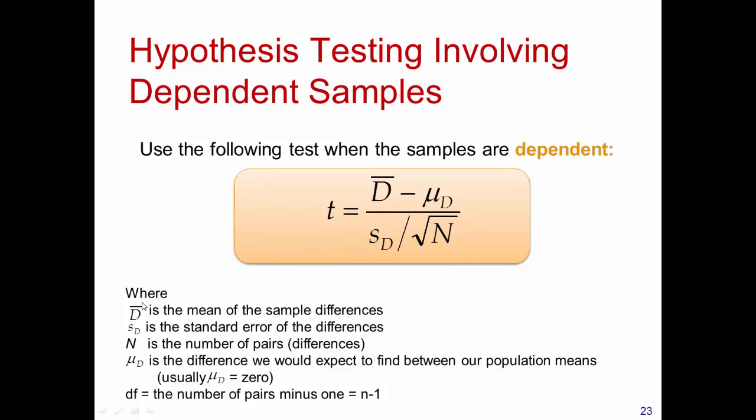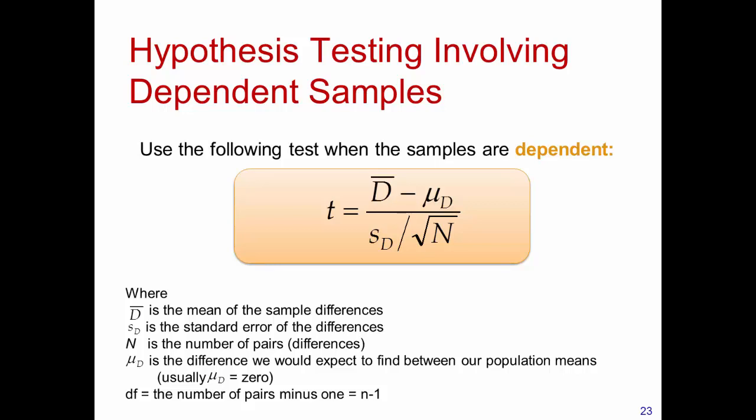And we can look at this where d bar is the mean of the sample differences, s sub d is the standard deviation of the differences, n is the number of pairs, mu sub d is the difference we would expect to find between our population means, and usually that mu sub d is equal to 0, and the degrees of freedom is the number of pairs minus 1, which equals n minus 1.